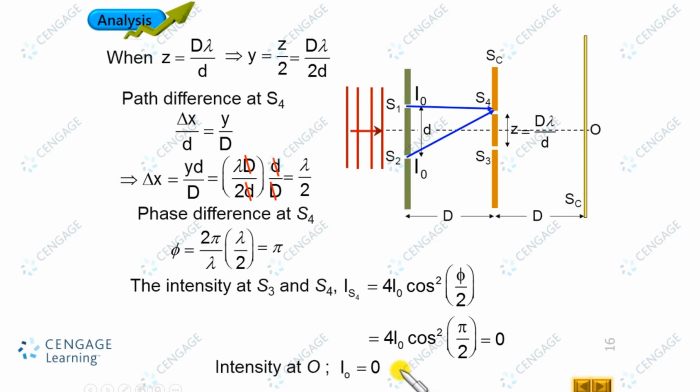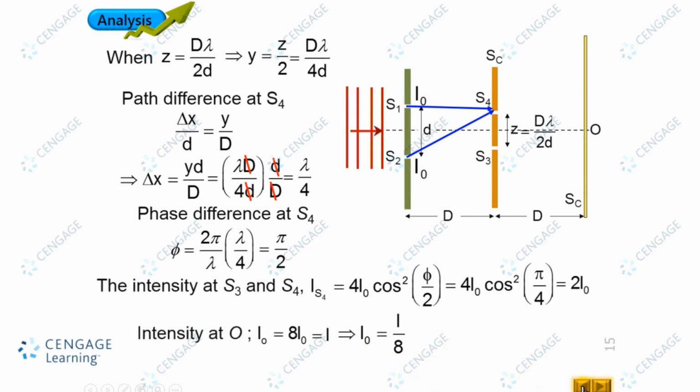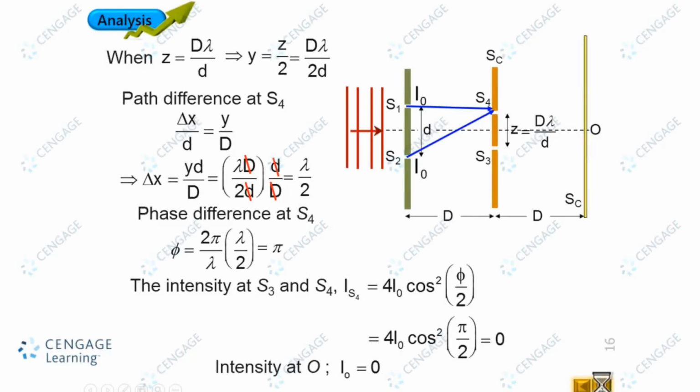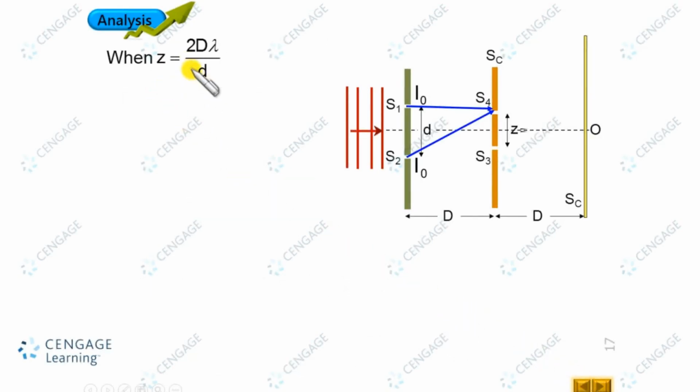Now let us move to the next part, B part, when Z equals 2 lambda D divided by small d. So let us write Z equals 2 lambda D divided by small d. In this case also y equals Z by 2 and Z equals 2 D lambda divided by small d. That means we can write this equal to capital D lambda divided by small d. Again we need to calculate the path difference at S3 and S4, which will be equal.